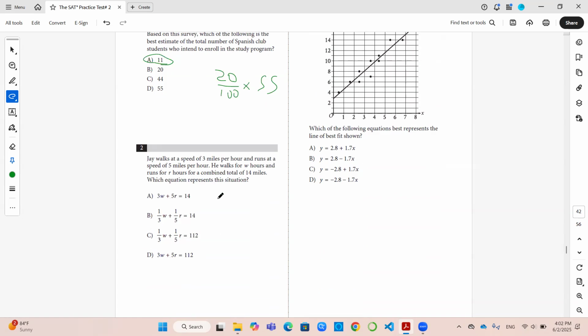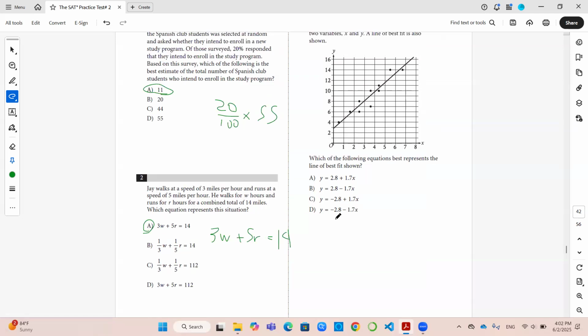J walks at a speed of 3 miles per hour and runs at a speed of 5 miles per hour. He walks for W hours and runs for R hours for a combined total of 14 miles. Okay, A is the correct answer here.